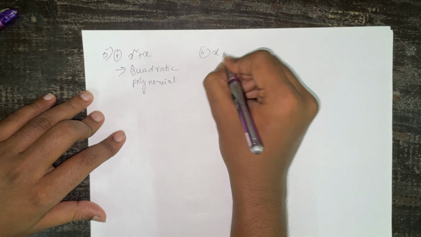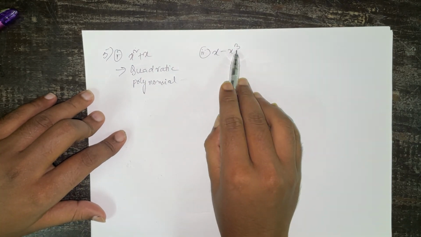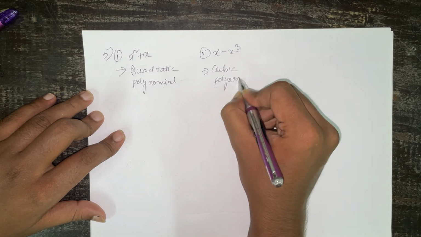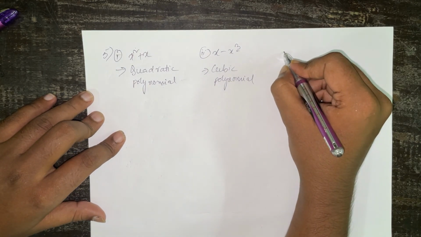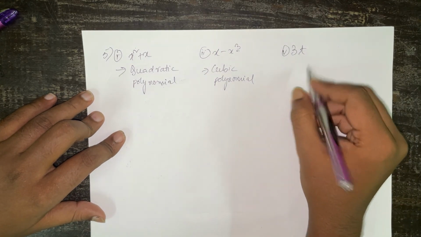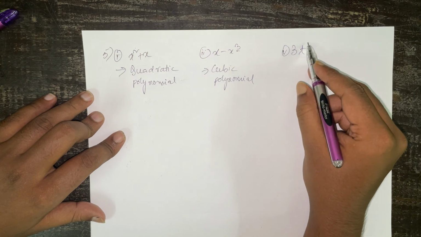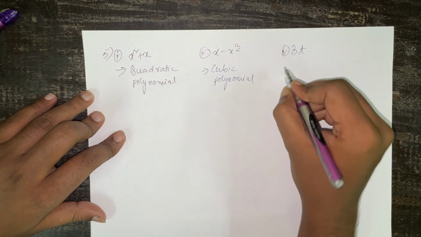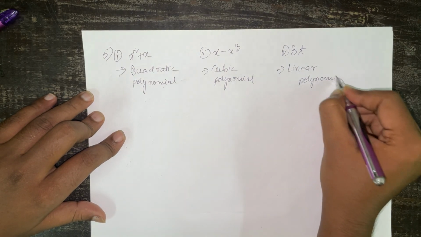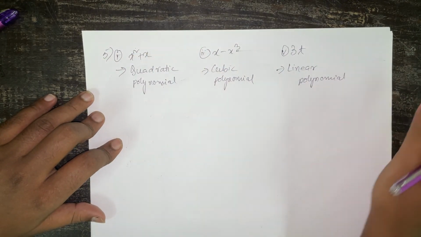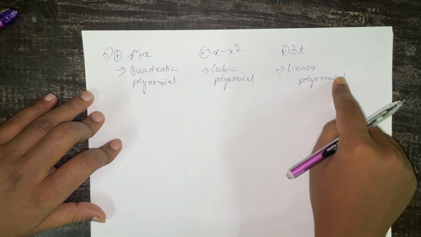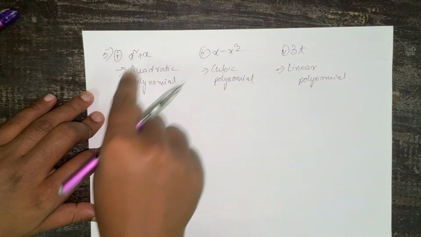Let's see number 2, it is x minus x cube. So here the highest power is 3, so it is a cubic polynomial. Done. Next, suppose let us do number 5, 3t. Only one variable, and there is no power, means the power is obviously 1, so it is a linear polynomial. Okay, so check for the highest power. Whenever you get the highest power, try to see what is the power. If the power is 1, it is linear. If the power is 3, it is cubic. If the power is 2, it is quadratic.